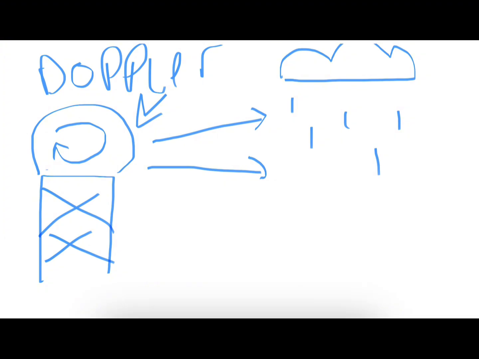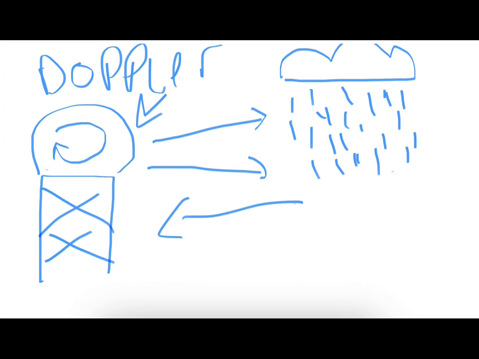Now if we take something like heavy rain, so say there's loads of little bits of rain on this storm, we can see lots more reflectivity. More of the beams are actually firing back towards the radar, and this is how reflectivity is measured.